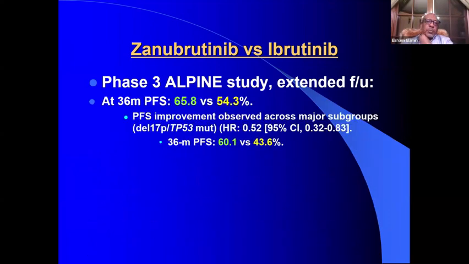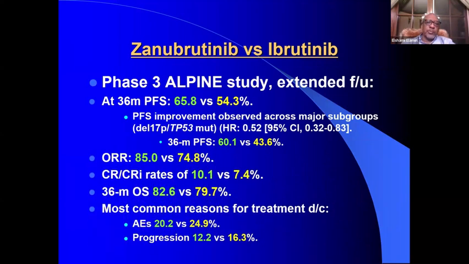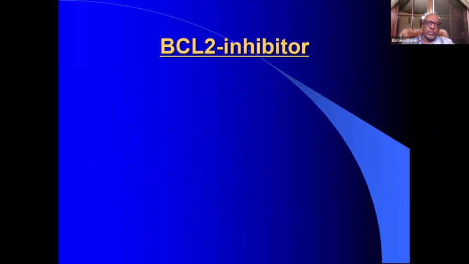This is the follow-up of the study. It was a 36-month follow-up. The PFS is in favor of zanubrutinib. You can see the result here. It was 60 versus 43%, and it's all in favor of Brukinsa, or zanubrutinib, better than ibrutinib. And even the most common reasons for discontinuation, everything in favor of zanubrutinib. So this is a head-to-head of ibrutinib and Brukinsa, or zanubrutinib.